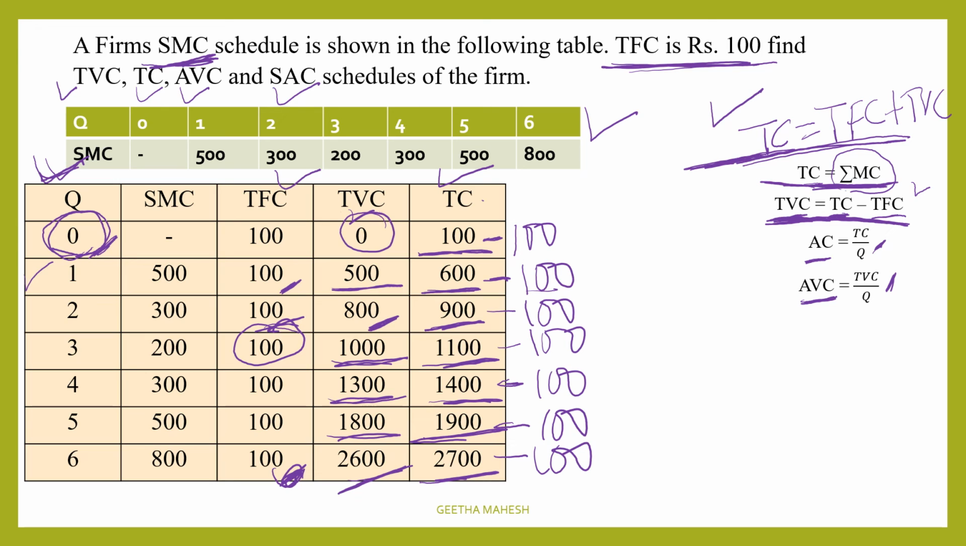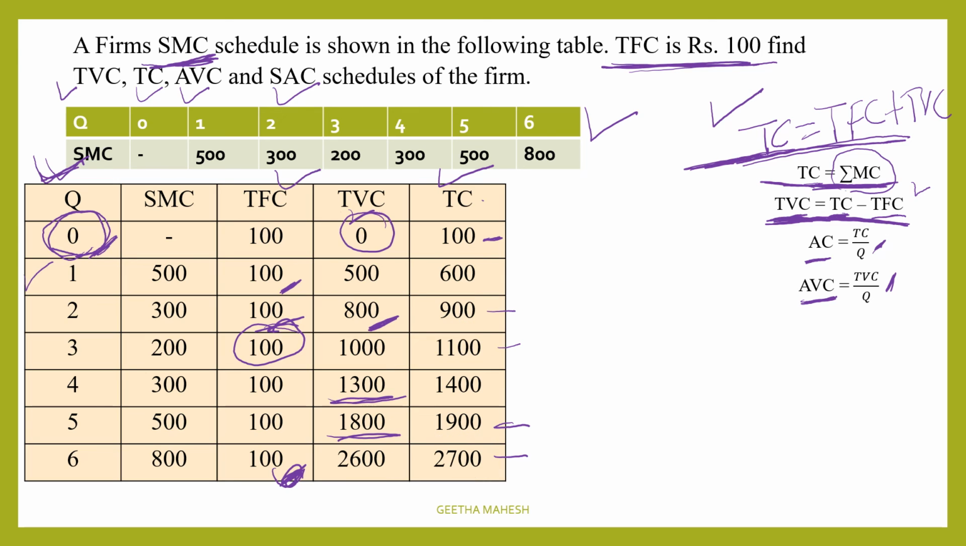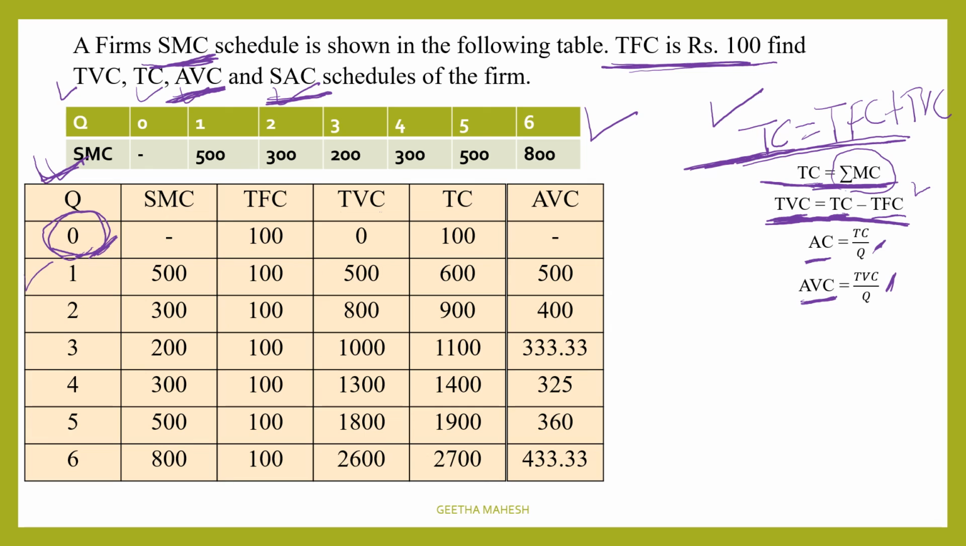Dear students, now we need to find out the other ones. Next we have found the total cost and total variable cost. Remaining two we need to find out. What are those two things? Here we need to find out average variable cost, then average cost. How will you find out average variable cost? What is the formula for average variable cost? Average variable cost equals total variable cost divided by quantity. So here total variable cost is there, here quantity is there. So total variable cost divided by quantity, if you do, you will get an average variable cost.